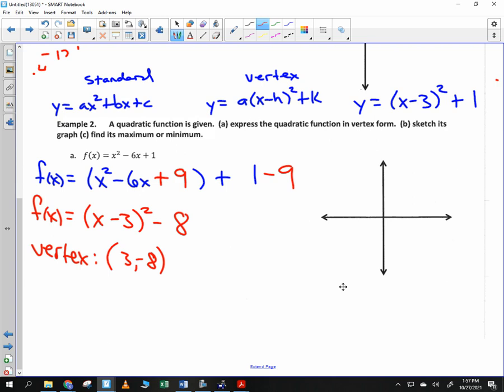Yes. And what I will ask you to do for this assignment for vertex form, you're not going to find the x-intercepts. You're not going to find the y-intercept. You're not going to find the axis of symmetry. You're just going to put it into the form, identify the vertex, and just quick sketch a graph up or down. Yes?